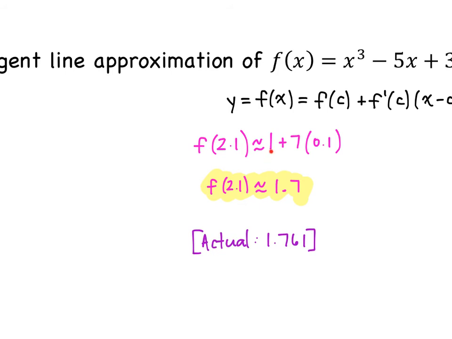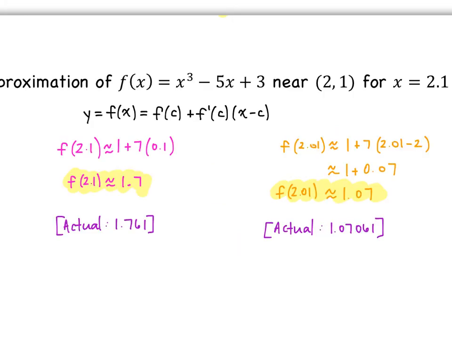We can go ahead and plug that in to approximate f of 2.1. F of c was 1, plus f prime of c was 7, times delta x was 0.1, and when all is said and done we can clean it up, and we get f of 2.1 is approximately 1.7. If you were to actually plug 2.1 into our function, you would get this value, so you would see it's very close. I want you to try evaluating f of 2.01. The only thing that's going to change is your delta x, x minus c. So go ahead, see what you get.